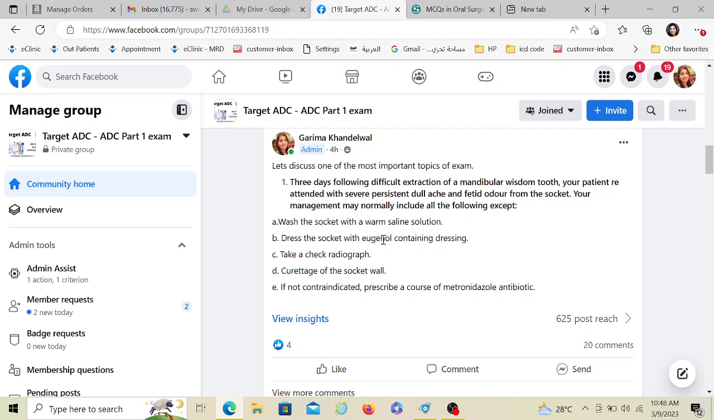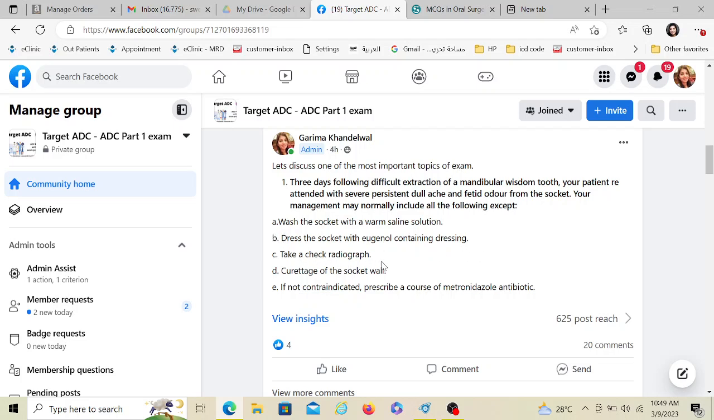Dress the socket with eugenol containing dressing. Now even if it's a dry socket or it's plain loss of the blood clot or there is slight infection in the socket, you can always do a dressing. Usually you call it alveogel. It has a combination of eugenol and iodoform and a painkiller. So that would act as an obtundant dressing. Basically it would reduce the pain immediately. So you can do this.